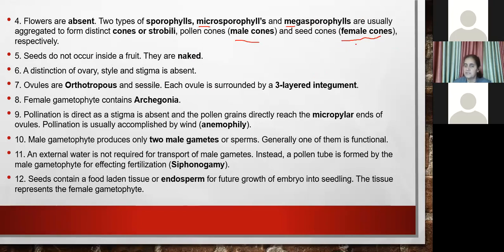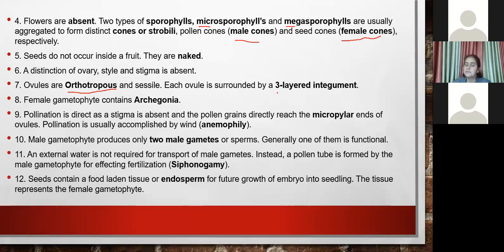वो कोन नहीं बनाती. तो एक तरह से सिंपल स्पोरोफिल के स्टॉक पे या उसके अपर पोर्शन में ओव्यूल्स का फॉर्मेशन होता है. Seeds do not occur inside a fruit, they are naked. A distinction of ovary, style and stigma is not present. So just like higher angiospermic plants, carpel is not present. Ovules are orthotropous type and sessile. They are not having the stalk.